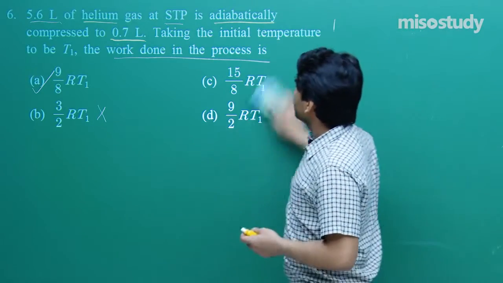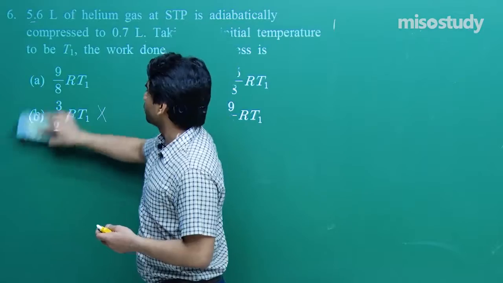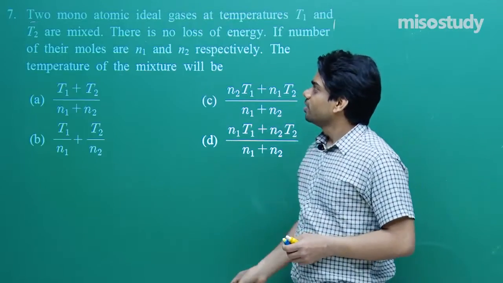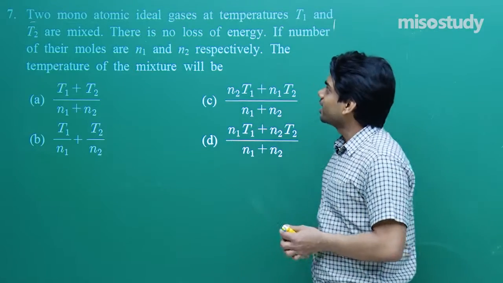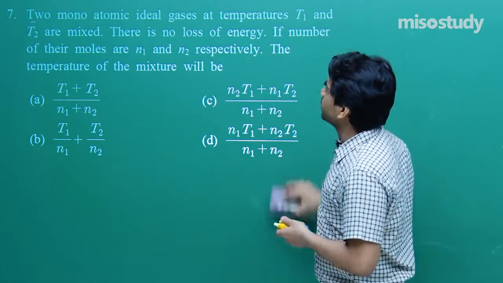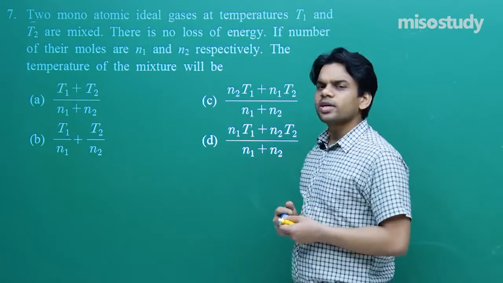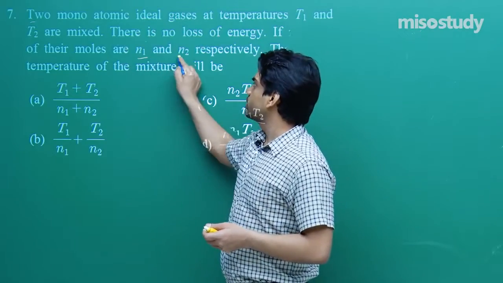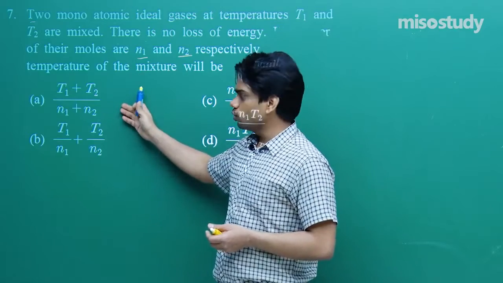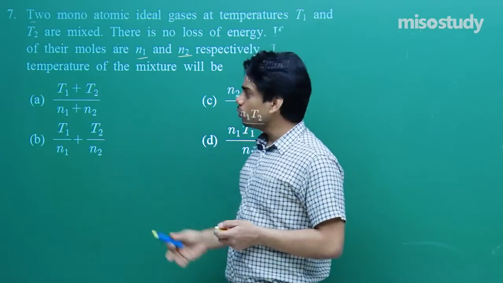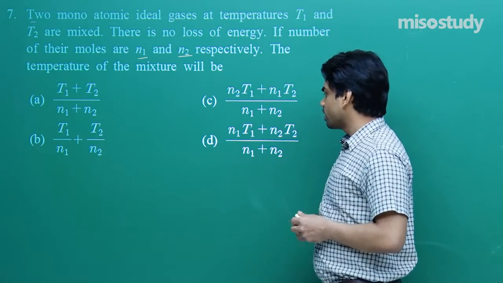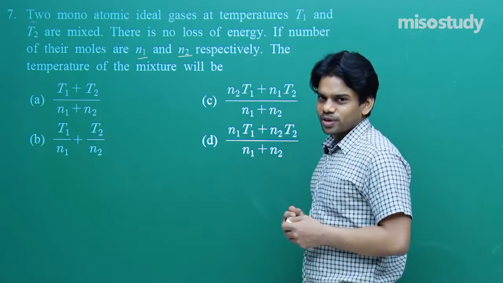And let us proceed with the next question of the class, the 7th question of the session. Two monoatomic ideal gases at temperatures T1 and T2 are mixed. There is no loss of energy. If the number of their moles are n1 and n2 respectively, the temperature of the mixture will be: A, T1 plus T2 divided by n1 plus n2; B, T1 by n1 plus T2 by n2; C, n2 T1 plus n1 T2 divided by n1 plus n2; and D, n1 T1 plus n2 T2 divided by n1 plus n2.